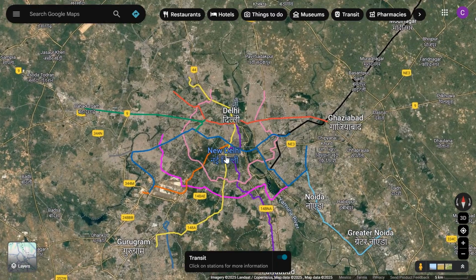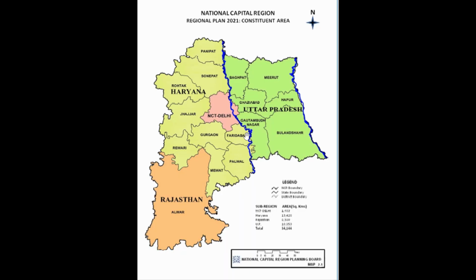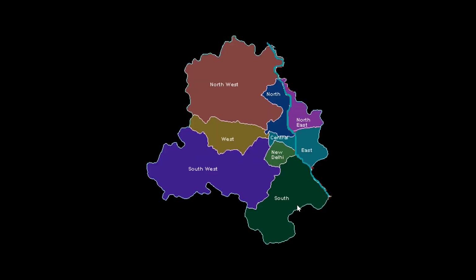One is the city proper, the one that you may see labeled on a map as Delhi. It is the National Capital Territory, this one in red. Here we have a closer look. It's divided into all of these districts.